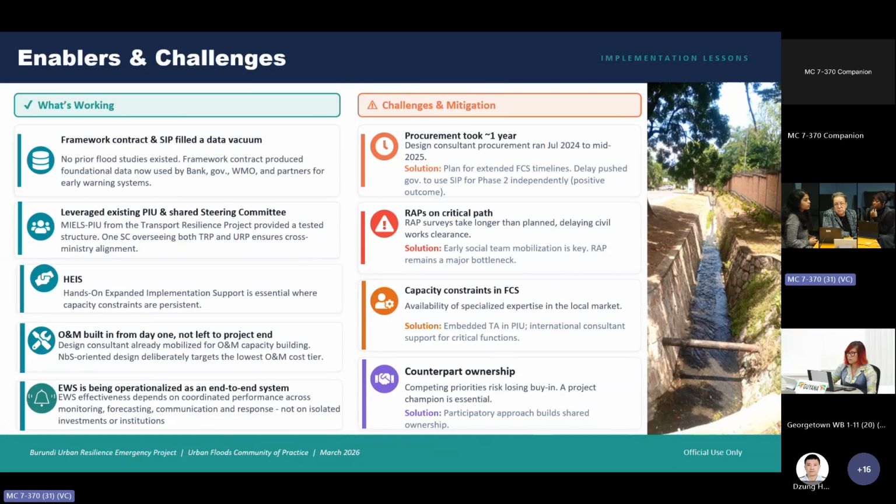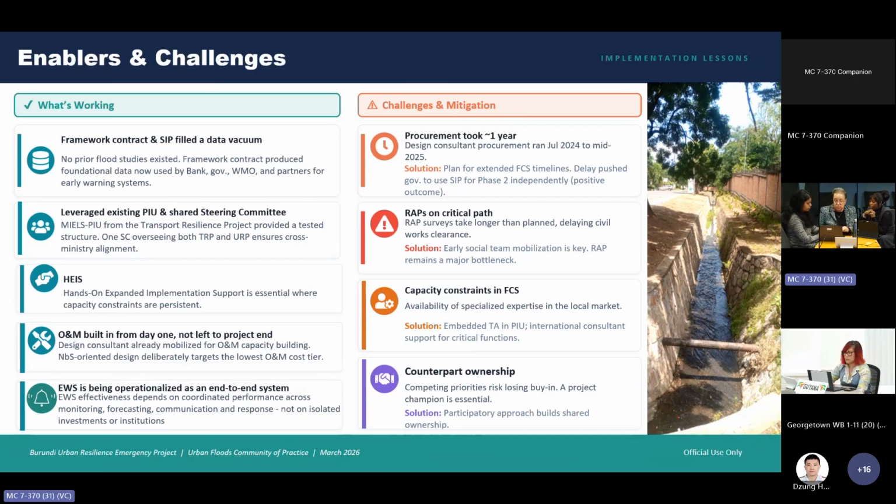But translating this into delivery highlights a set of constraints. So within the Burundi Urban Resilience Project, one of our key constraints, of course, is the procurement timelines. The recruitment of the design consultant alone took close to 1 year. So to help mitigate these, we are currently undertaking the detailed designs for both stage 1 and stage 2 investments. Together with that, we have built capacity in the PIU for implementation or use of the emergency procurement processes.